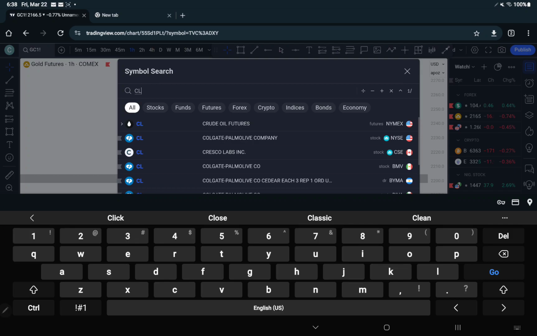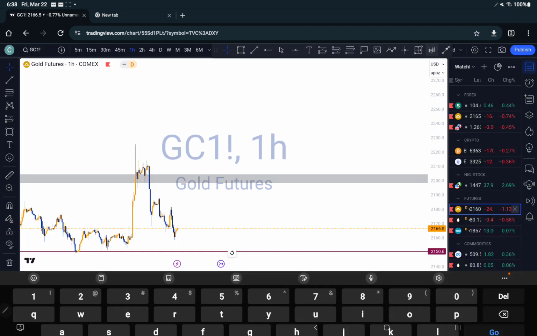So if you want to go for oil on futures, this is oil on futures. Just type in CL, it will give you the crude oil futures, and you basically just click on it and you can see the charts for oil.